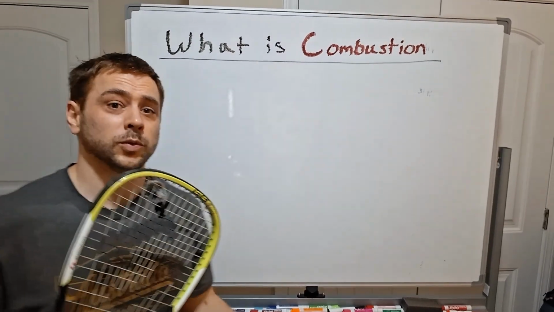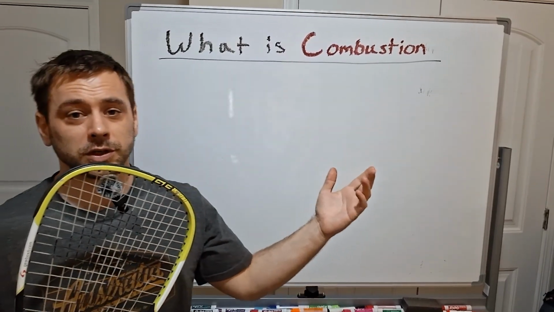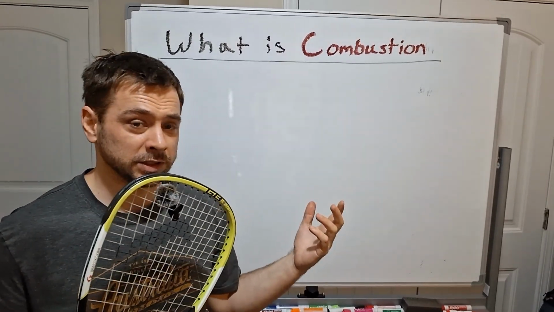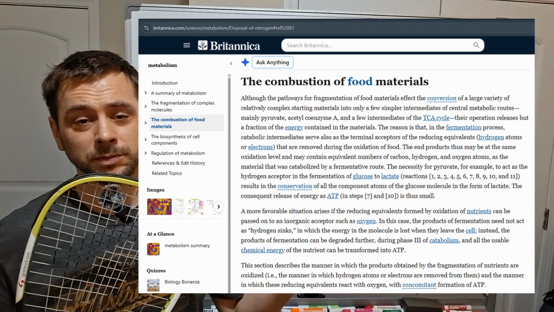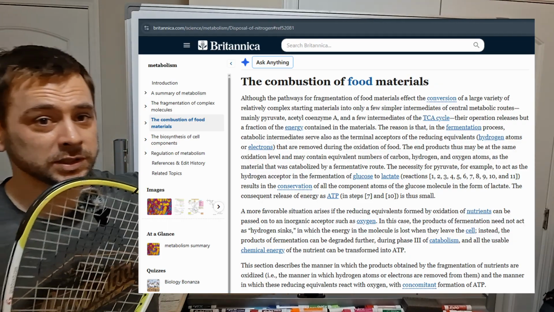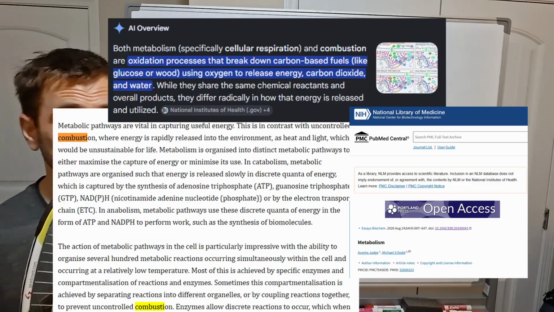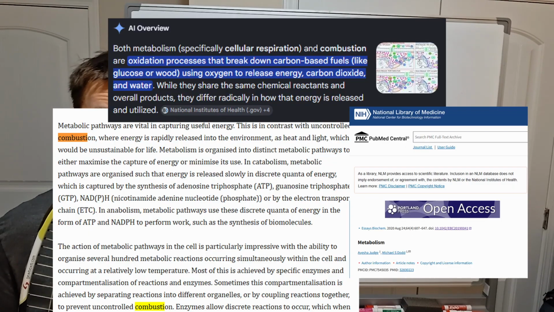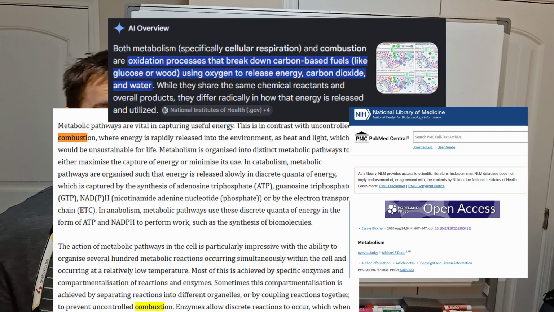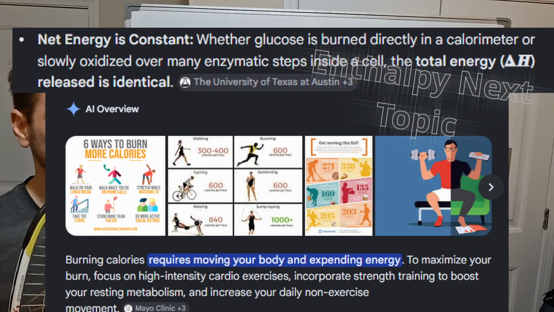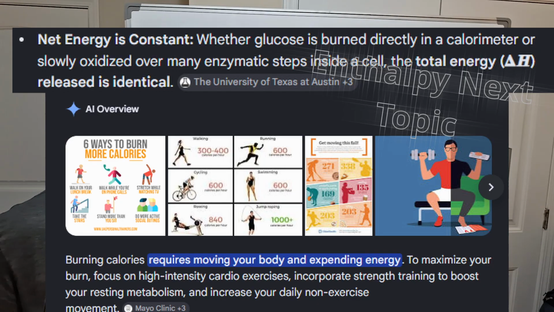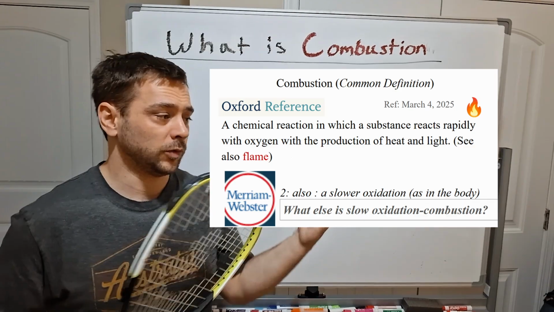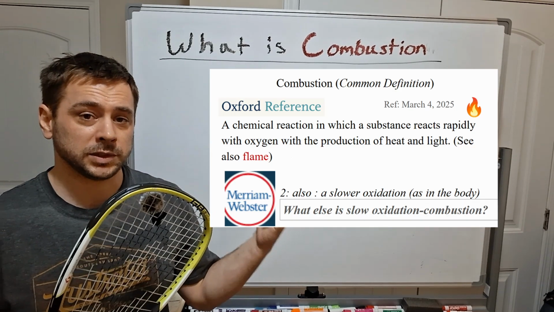All right, so we're going to have to talk about what is combustion. We've got to talk about this because it's related to metabolism. There are even definitions online that say metabolism is a controlled combustion, or that it's how we get our caloric measurements, that we're able to associate metabolism with combustion. So, what is combustion? Hopefully, this will help us understand metabolism better.